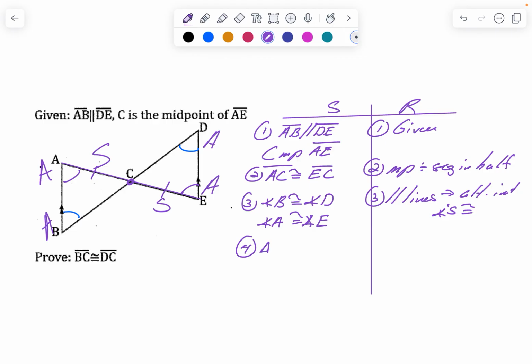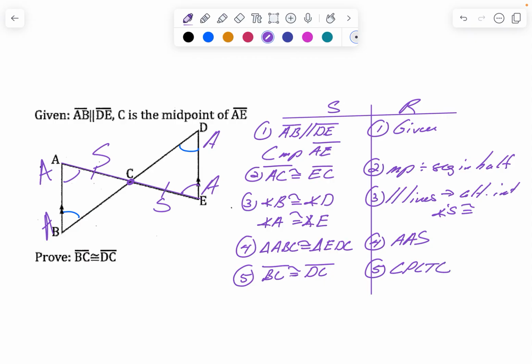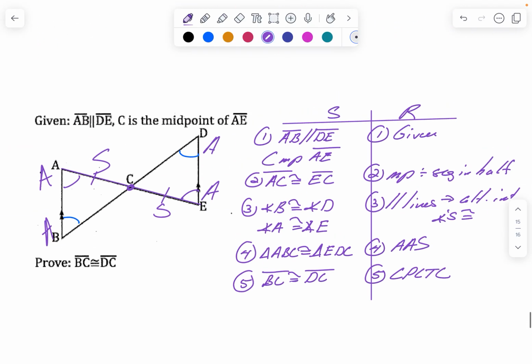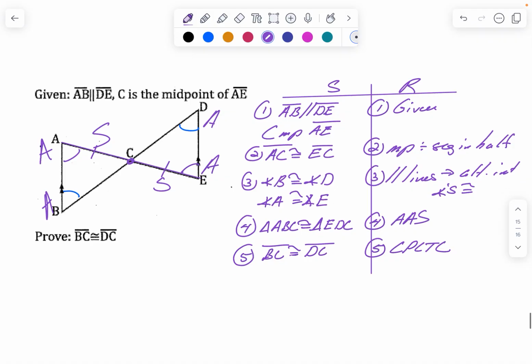triangle ABC congruent to triangle EDC by angle, angle, side. And now finally we can say BC congruent to DC by CPCTC. And that's our last one. So you can see, very similar to what we've been doing. It's just our proofs are going to have one more step by talking about a corresponding part of those two triangles.